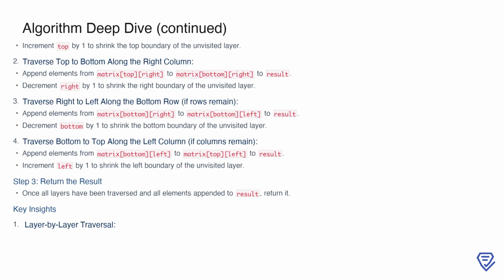If rows remain, we then move right to left across the bottom row, appending these elements and decrementing the bottom boundary. Similarly, if columns remain, we move bottom to top along the leftmost column, appending elements and then incrementing the left boundary. This shrinking of the boundaries ensures that no element is visited more than once. Once all 4 directions have been traversed for the current layer, the algorithm checks the boundary conditions and continues to the next layer if possible. Finally, after all elements have been added to result, the list is returned.